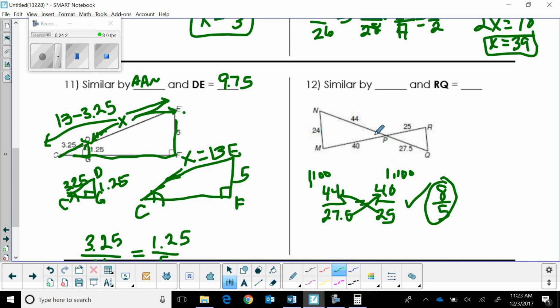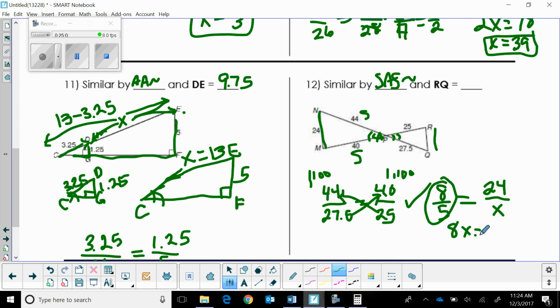So they're equal. We also know that angle P is a vertical angle. So by side, angle, side, I can say the triangles are similar. So there we go. We know they're similar by side, angle, side. Now let's find RQ. Well, we now have the ratio, which is 8 to 5. And so now let's solve for RQ. Well, NM is for my larger triangle, so it's going to go on top of the 8. RQ is from my small triangle, so I'm going to call that X.